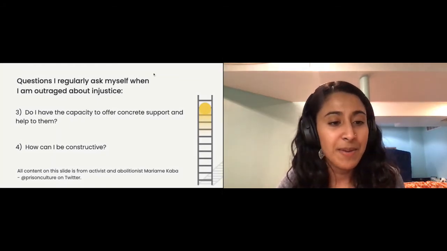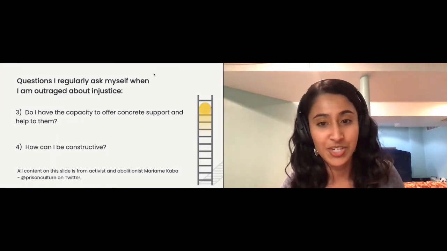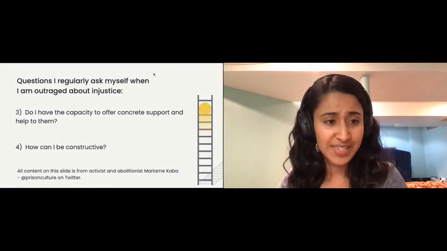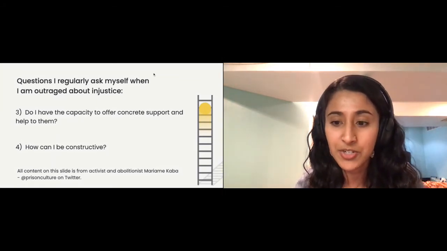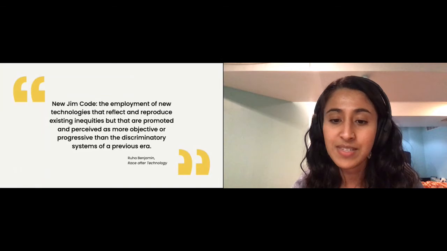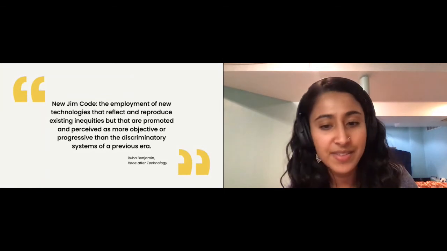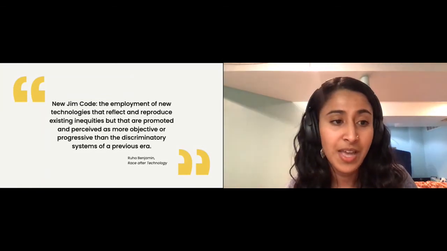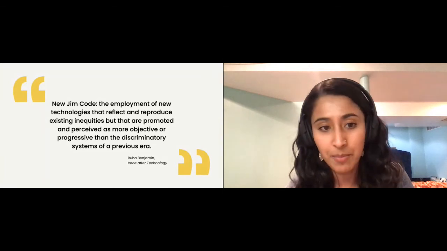So in this book, Ruha Benjamin defines the new Jim Code, which again can be applied to different types of social injustices. And she defines this as the employment of new technologies that reflect and reproduce existing inequities, but that are promoted and perceived as more objective or progressive than the discriminatory systems of a previous era. And so one example, and a way to apply this definition to another social issue: imagine we are concerned with inequality of opportunity in employment.